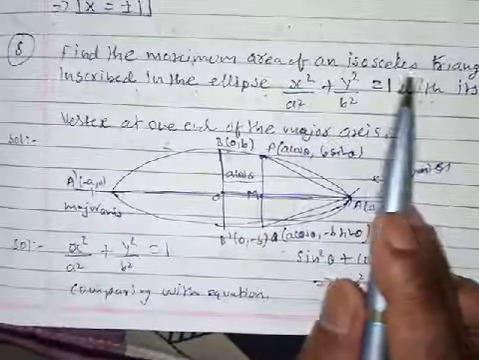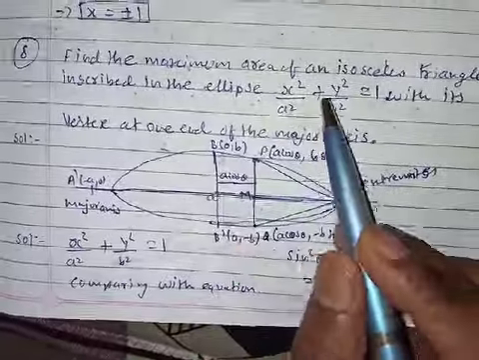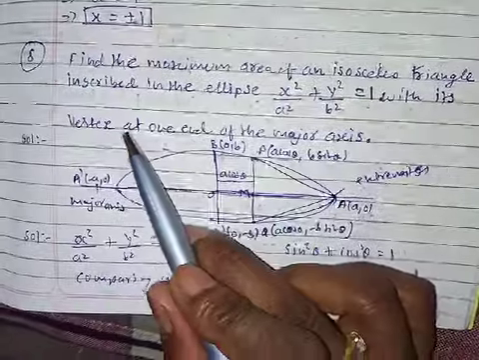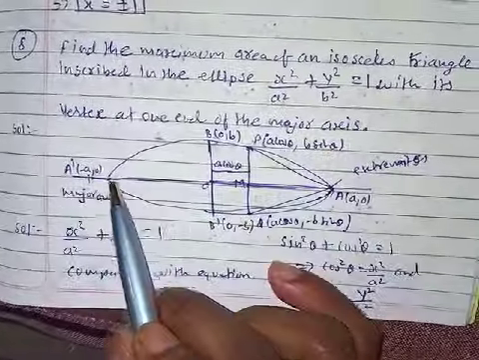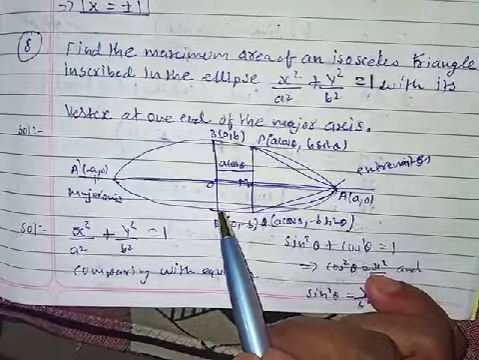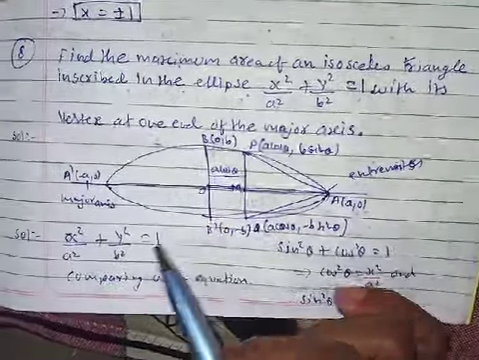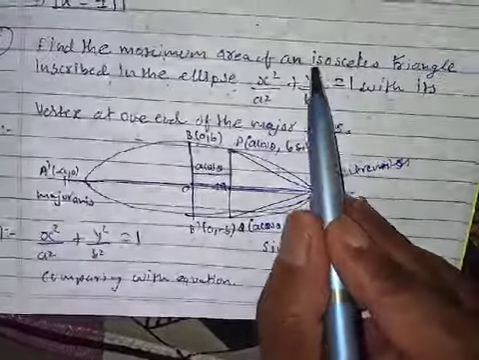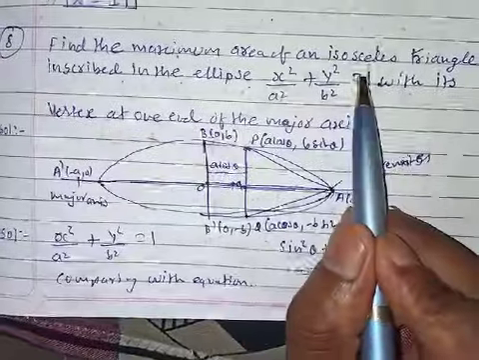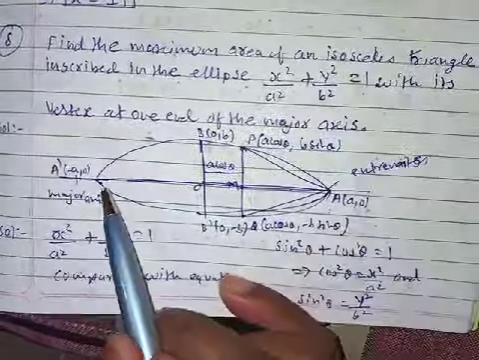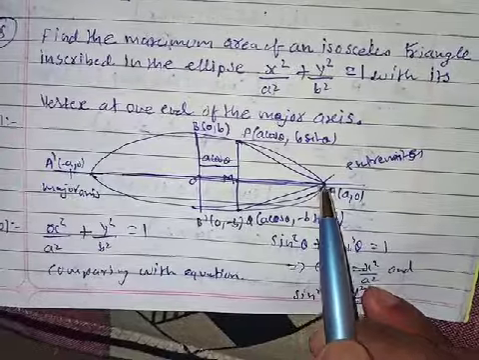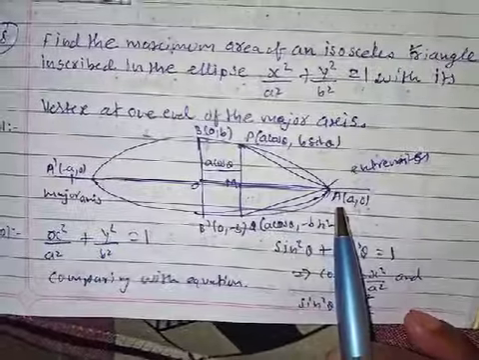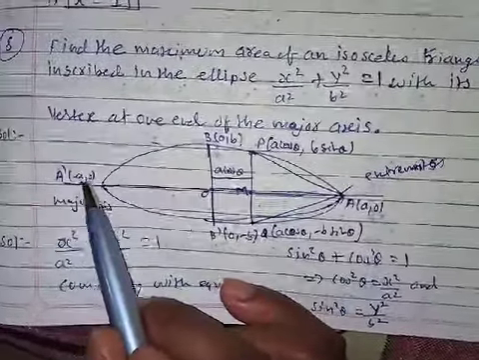Find the maximum area of an isosceles triangle inscribed in an ellipse x square upon a square plus y square upon b square is equal to 1 with its vertex at one end of the major axis. This is the major axis and this is known as the minor axis. So say b is equal to 0, so x square is equal to a square, so x is equal to plus and minus a, and here it is on the x axis, so y is equal to 0. Let point A be (a, 0) and A dash be (minus a, 0).